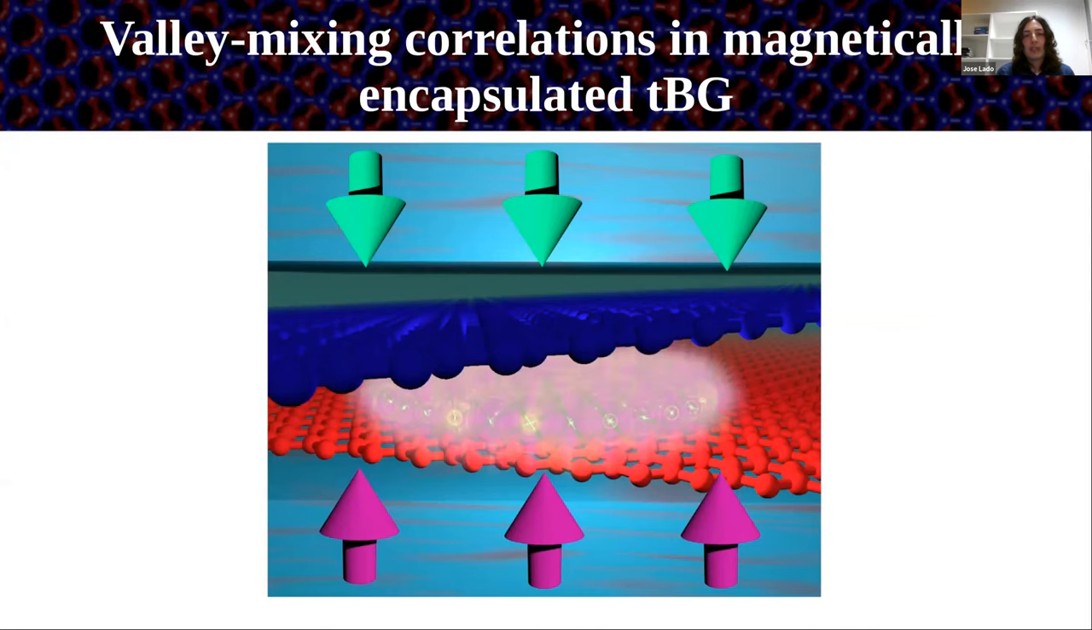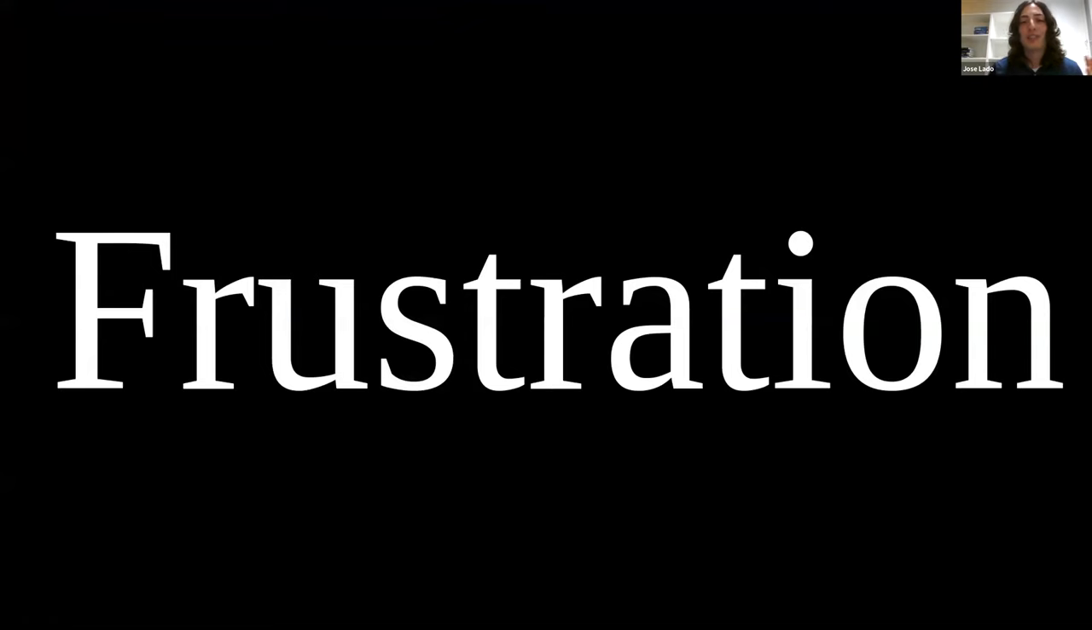So now let me tell you about the second story, about what happens when you put a twisted graphene bilayer encapsulated in between two ferromagnets. And at this point, you may think, well, the same thing may happen, right? Twisted graphene bilayers are not so different from twisted dichalcogenide bilayers. And that's of course true up to a certain degree. So to try to make things a little bit more interesting, let me tell you about something that is, let's say, a little bit different. What I want to talk about now is frustration.